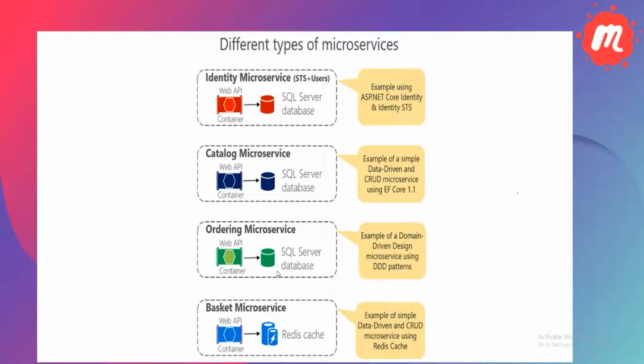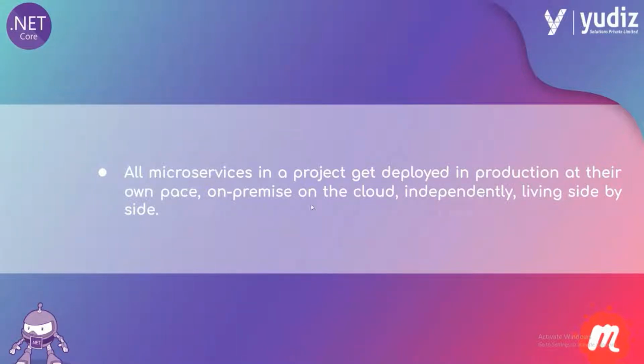All microservices in a project get deployed in production at their own pace, on premise, on cloud, independently, living side by side. As we discussed earlier, all microservices live independently because they are hosted in different environments, living side by side. And that's all.